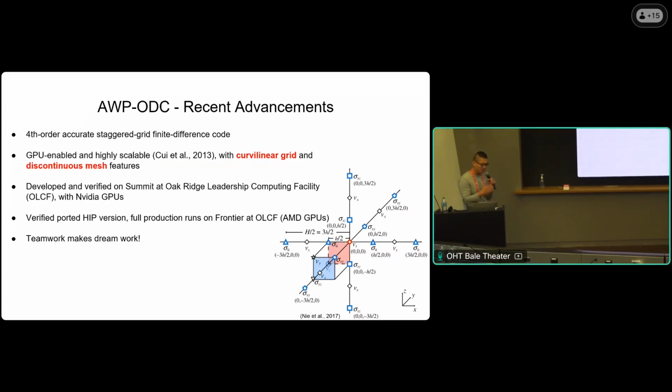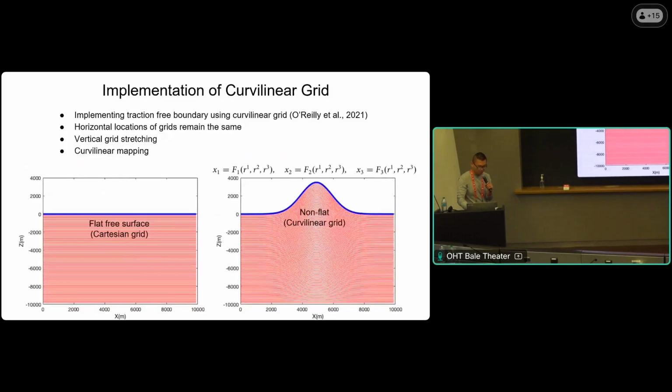supercomputers with NVIDIA GPUs, and we verified and deployed the HIP version, and we're actually performing full production runs on Frontier, also at Oak Ridge, with AMD GPUs. And at last, I'm going to show how this teamwork makes all the magic happen in our most recent ground motion simulations.